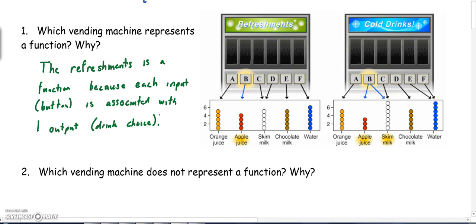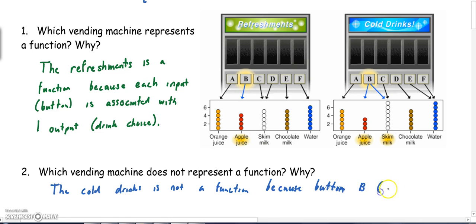So, which vending machine does not represent a function? Cold drinks is not a function because button B has two outputs. Because button B, which is an input, has two drink choices, which are outputs. So, because there's two outputs for the one input, it's not going to be a function.